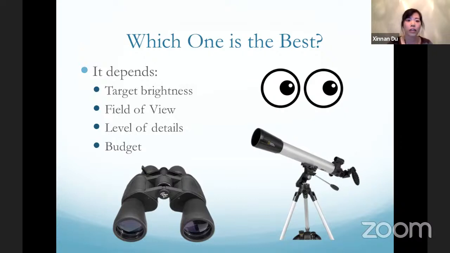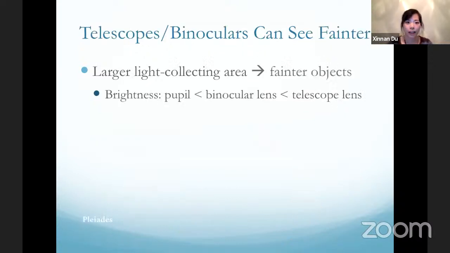So we are going to get through all these different factors, but that depends on the brightness of the target that you're looking at, how large of a portion of the sky you want to see at once, what kind of details you want to see in the target, and also, of course, your budget. Starting with the brightness of the target, whether we're dealing with naked eye, binoculars, or telescopes, one thing we need to know is that the larger the light collecting area is, the more efficient it is in capturing light. So in that way, it enables you to see fainter objects.